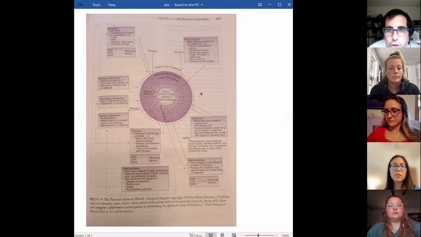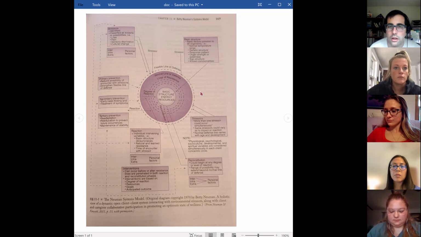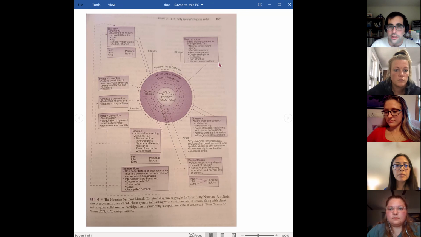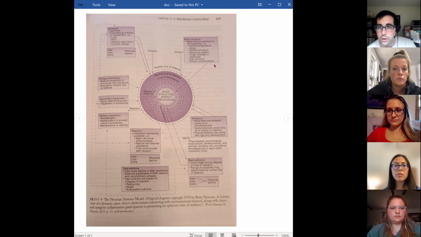And so, a brief description of the way that the system is laid out. The basic unit of the Neuman Systems Model is the client system, which exists at a few different scales: the individual scale, which is one person, the family, the community, and the society client system. And at each of these scales, the client system also comprises 5 interacting variables, which are the physiological, the psychological, the sociocultural, the developmental, and the spiritual.